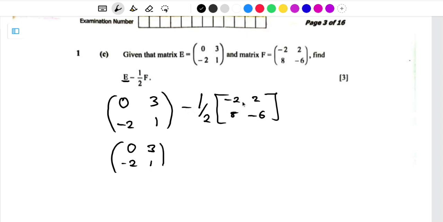So negative multiplied by negative, that is positive for the first part. Or let me just ignore the negative because it is going to cause confusion. Let me just write it like this, and then multiply. So 1 multiplied by negative 2, that is negative 2, divided by 2, that is negative 1. 1 multiplied by 2, 2. 2 divided by 2, 1. 1 multiplied by 8, 8. 8 divided by 2, 4. 1 multiplied by negative 6 divided by 2, that is negative 3.